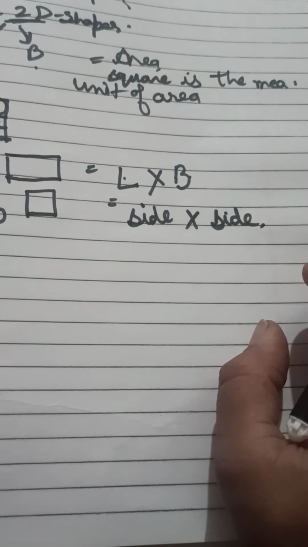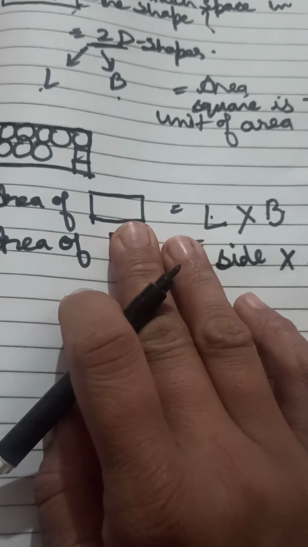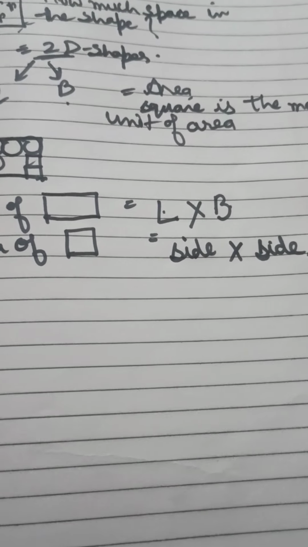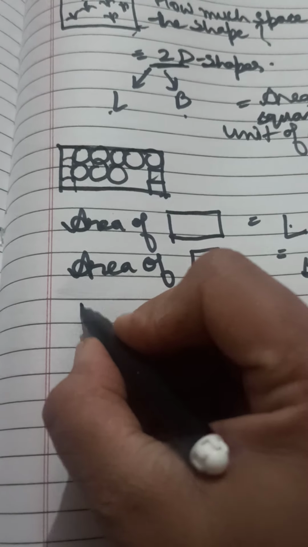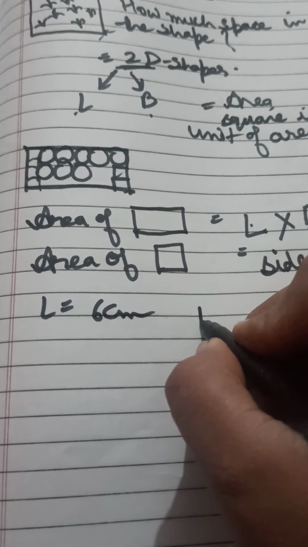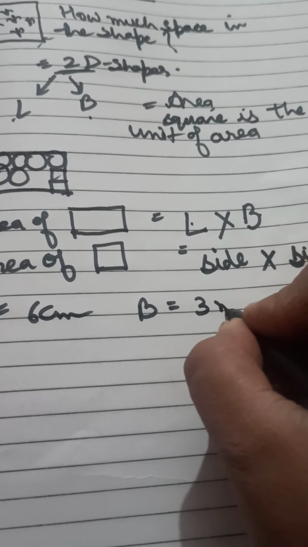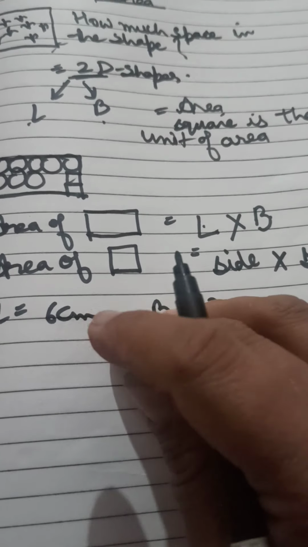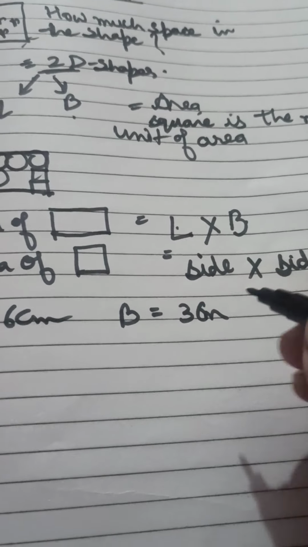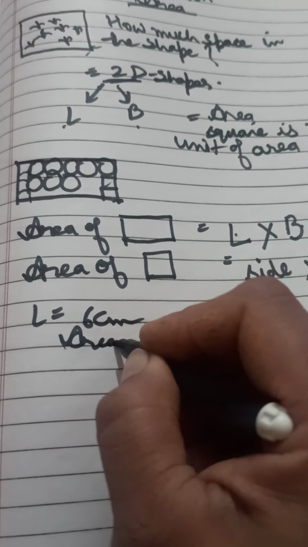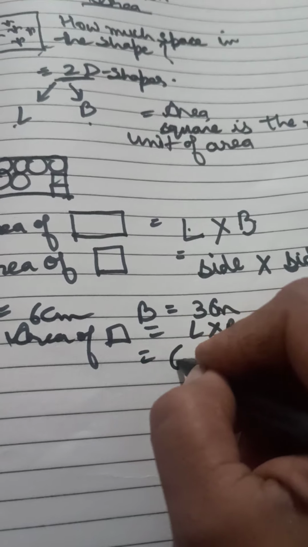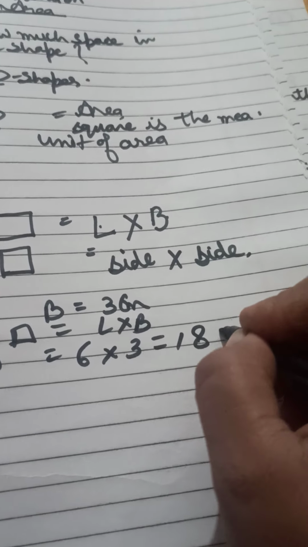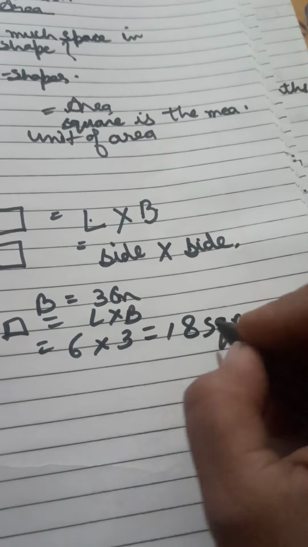So these two areas we will read in this class, in this chapter, in this module, and the measuring unit is square. Suppose I am taking one example. Length is 6 centimeter and breadth is 3 centimeter. So area of rectangle will be length into breadth, 6 into 3, so it will be 18, not centimeter but square centimeter, we can write in short as cm squared.